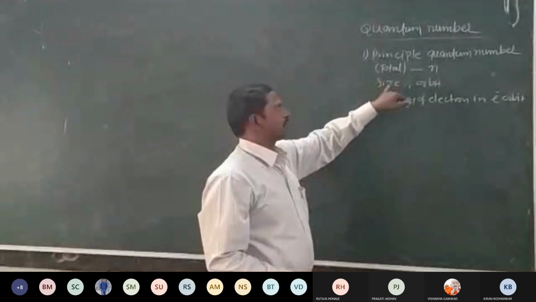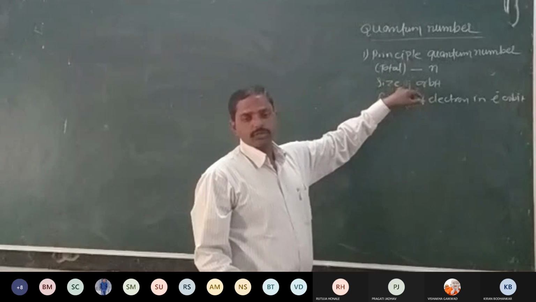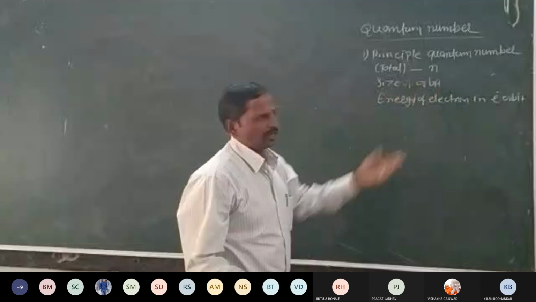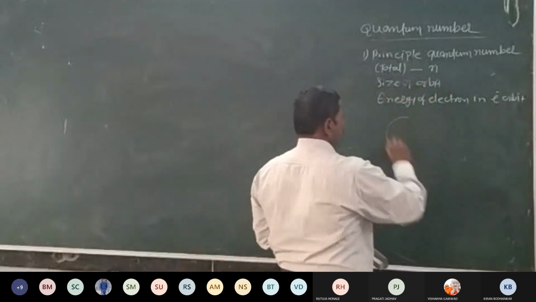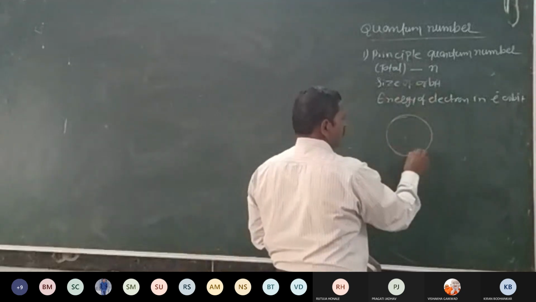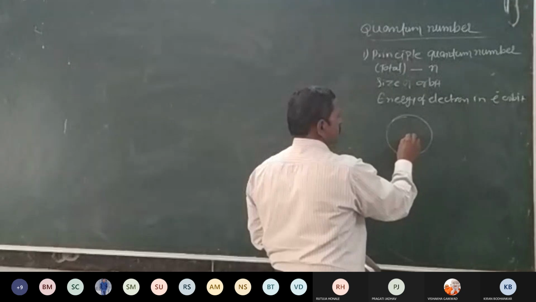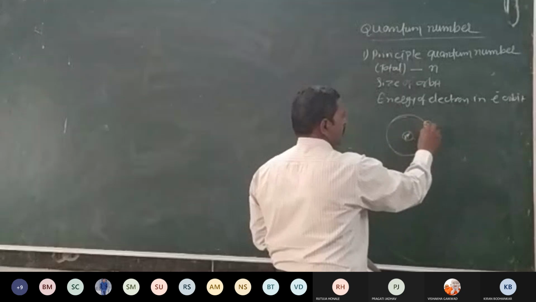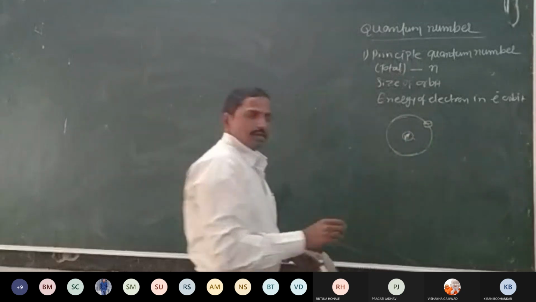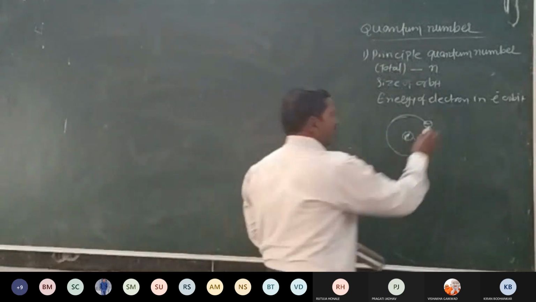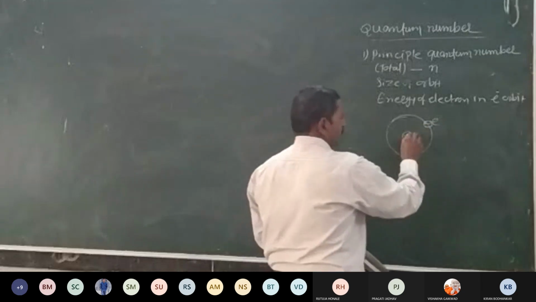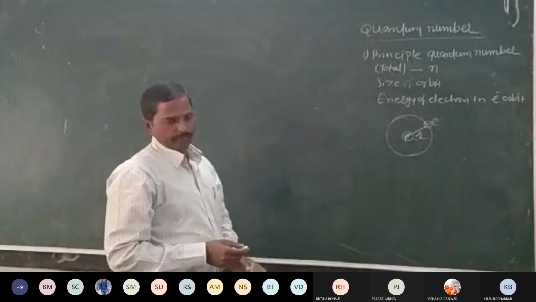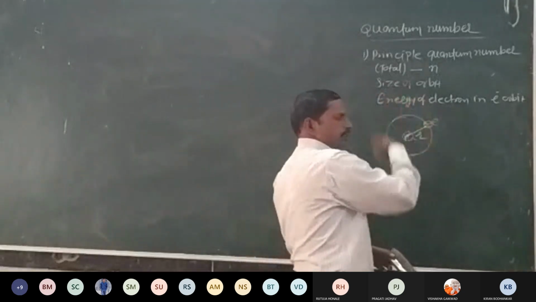It gives the size of orbit, or this gives you the radius of orbit. Size of the orbit or radius of the orbit. Let I have to consider that this is the center of the nucleus, and in the nucleus proton is there, and around the nucleus in the orbit there is an electron revolving in the orbit, and this is the radius. This is the radius of that orbit in which electron is revolving.